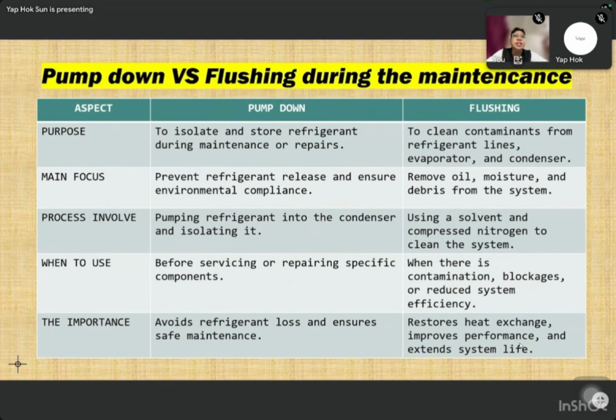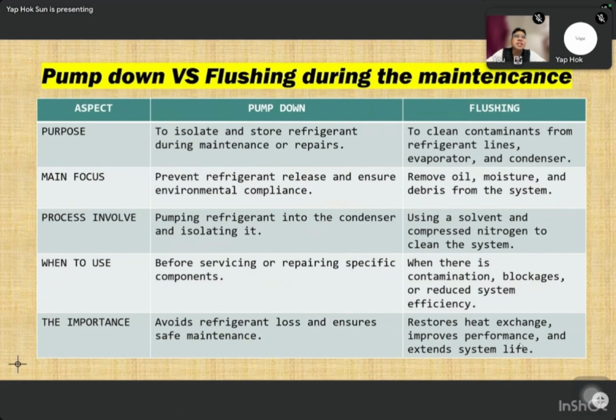So when to use the process of pump down? Before servicing and repairing specific components. The importance of pump down is to avoid refrigerant loss and ensure safe maintenance. But for flushing, the main purpose is to clean contaminants from refrigerant lines, evaporator, and condenser. So it's mainly for cleaning the parts in the air conditioning units.